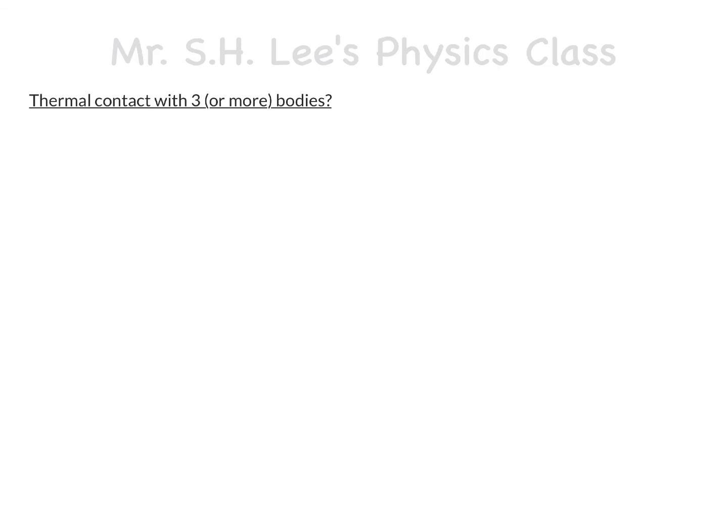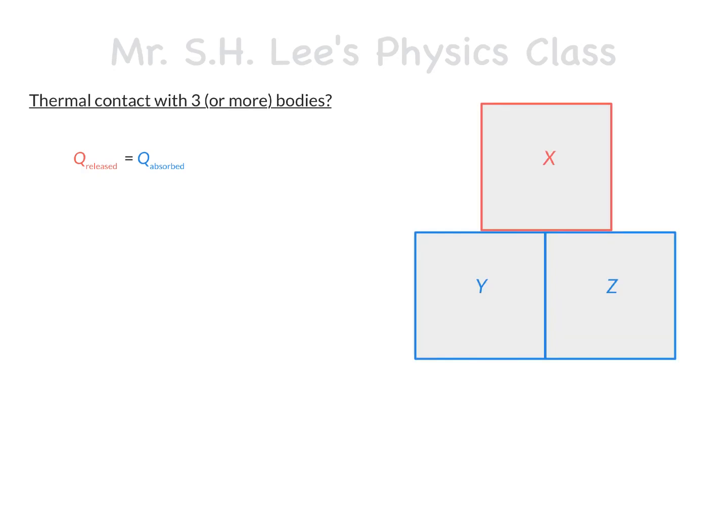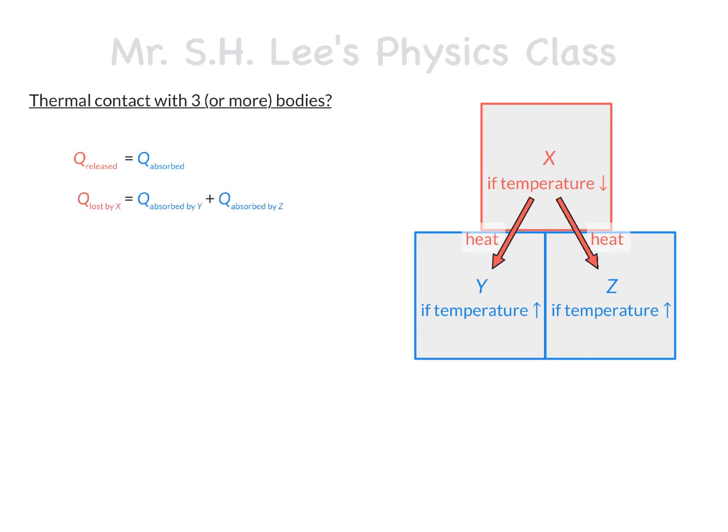Of course, there can also be 3 or even more bodies instead of just 2. But the idea is just the same. It will be heat released equal to heat absorbed nonetheless. For example, if bodies X, Y, and Z are in thermal contact and X drops in temperature while Y and Z rise in temperature, then X must have lost heat while Y and Z must have absorbed heat. Then our basic equation becomes this. The heat lost by X is equal to the heat absorbed by Y plus the heat absorbed by Z.